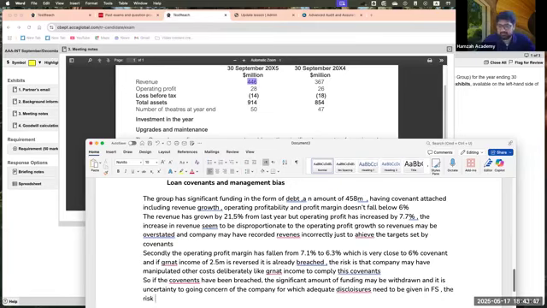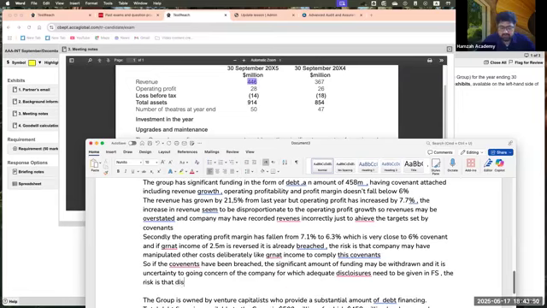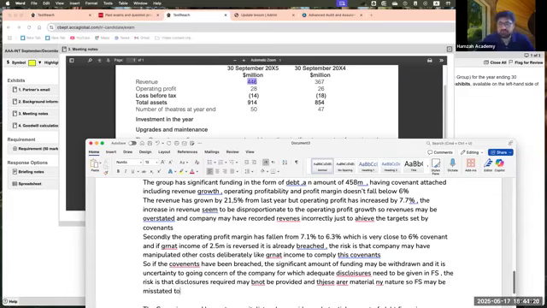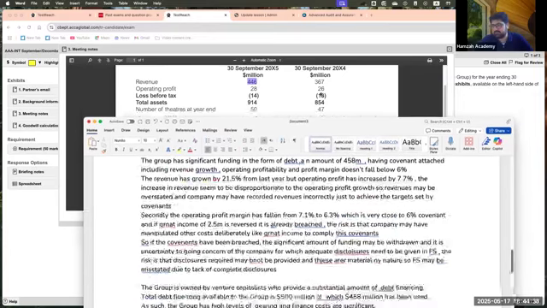The risk is that disclosures required may not be provided. And these are material by nature. So financial statements may be misstated due to lack of complete disclosure. Now, in my opinion, it is again for 3 marks because enough things we have discussed for it.